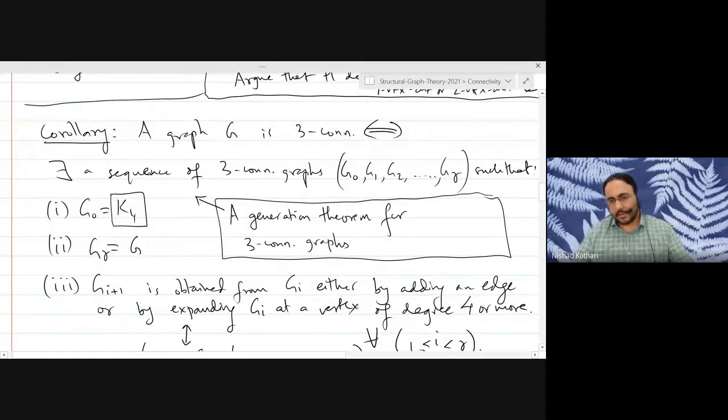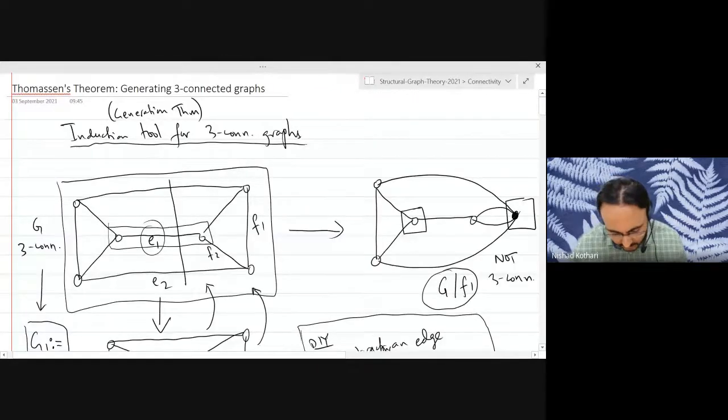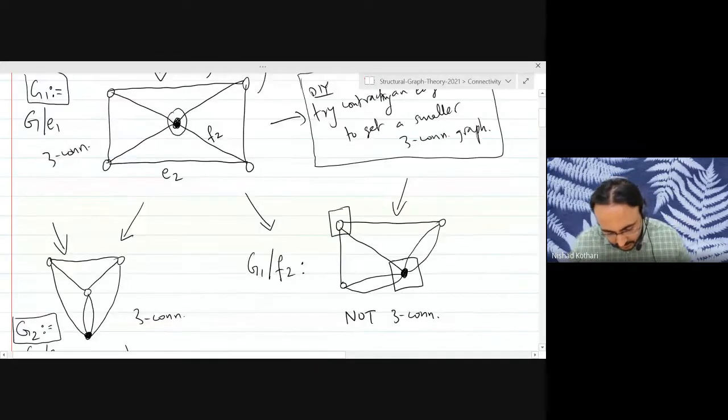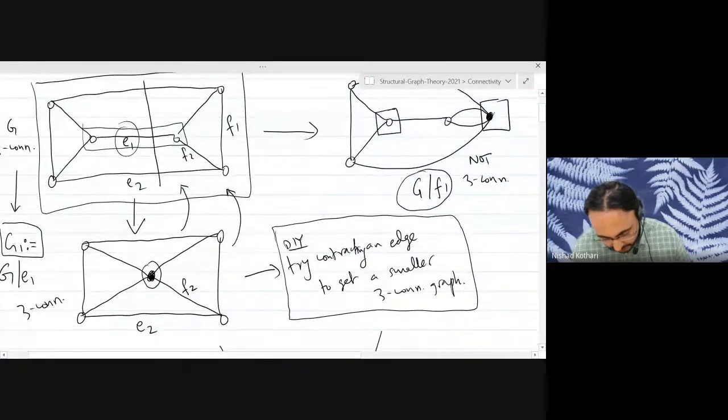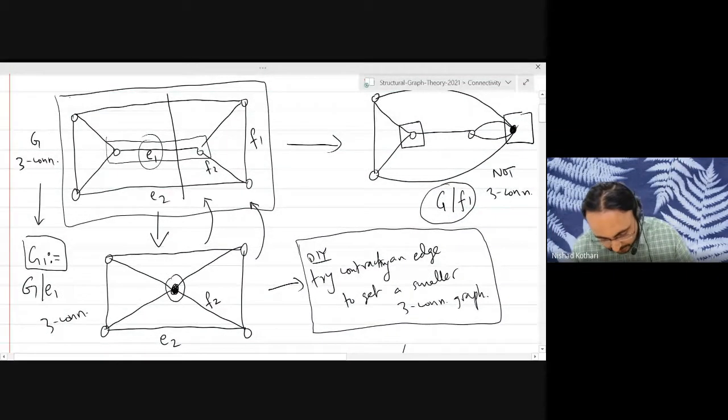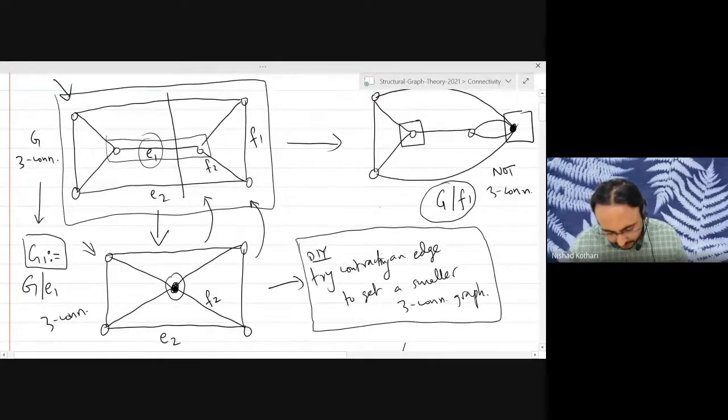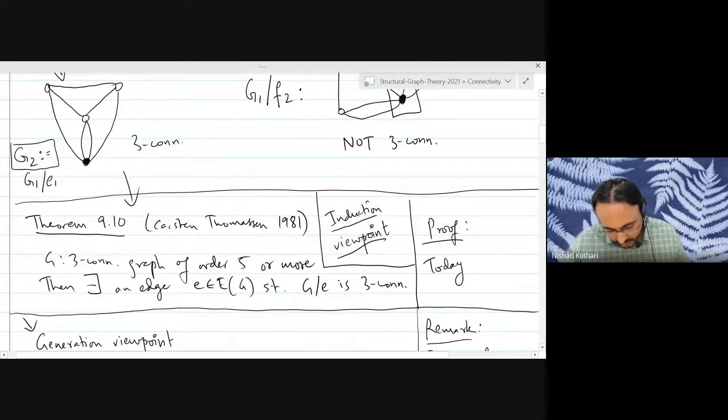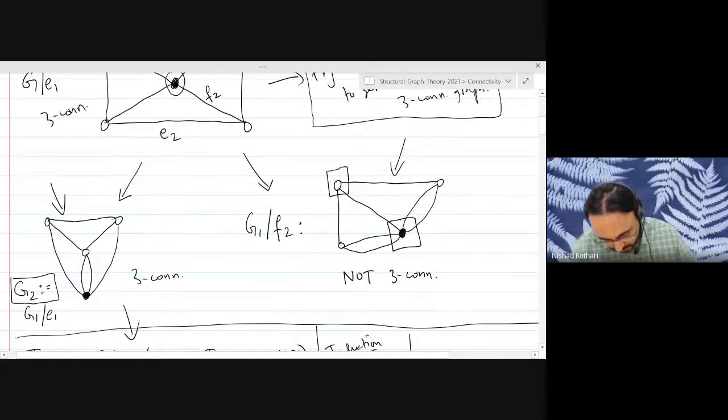But when you construct this sequence, even if your original graph is simple, the intermediate graphs may not be simple. There is an example here. Notice that this graph that we started with is a simple graph. The next graph is again simple, but the last graph we got is not simple. This one.